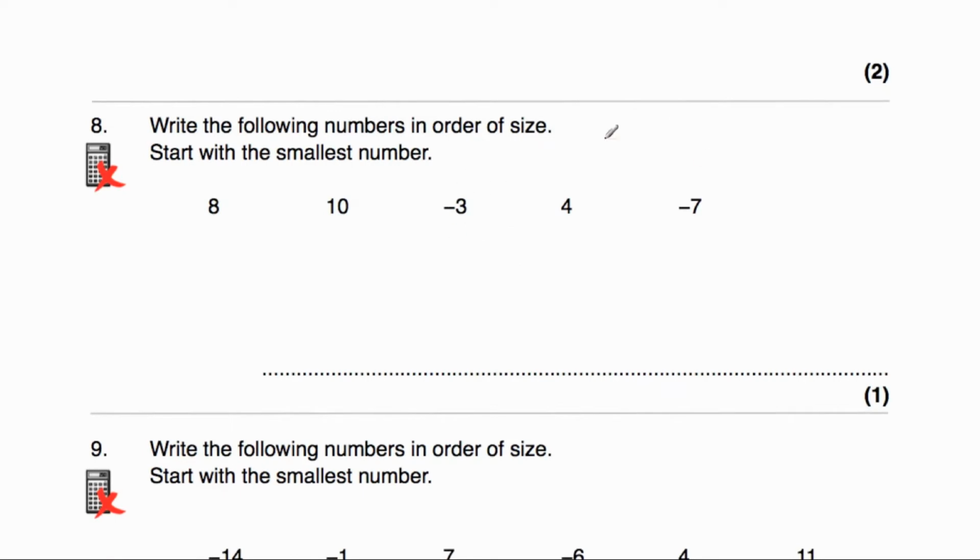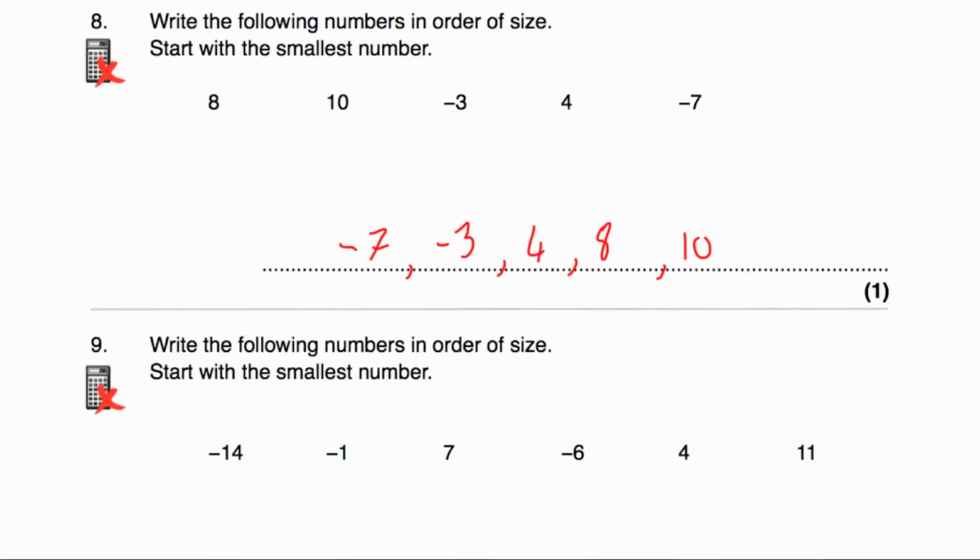Okay, question 8. We've now got some negative numbers, and we've been asked to write the numbers in order of size, starting with the smallest number. Whenever we look at our numbers, we're going to look at the lowest number, so that's negative 7. Negative 7 is the lowest, or the smallest one. Then negative 3. So we've done our negative numbers. Then we've got 4, then 8, and then 10. So we've arranged our numbers in order of size, starting with the lowest: negative 7, negative 3, 4, 8, and 10.